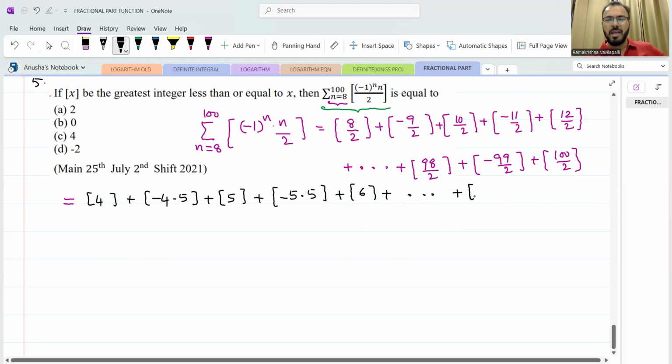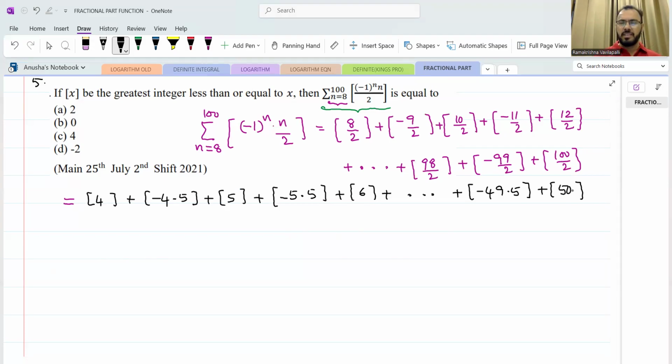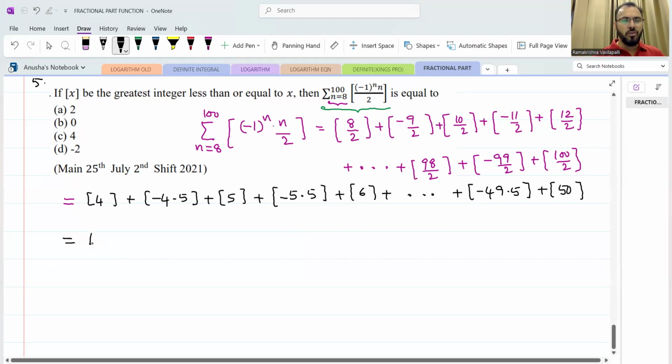Integral part of minus 49.5 plus integral part of 50. Anyway, the integral part of an integer is the integer itself, it has no fractional part at all. Fractional part is 0. So here I can write this is 4. Observe, what is the sum of these two terms?